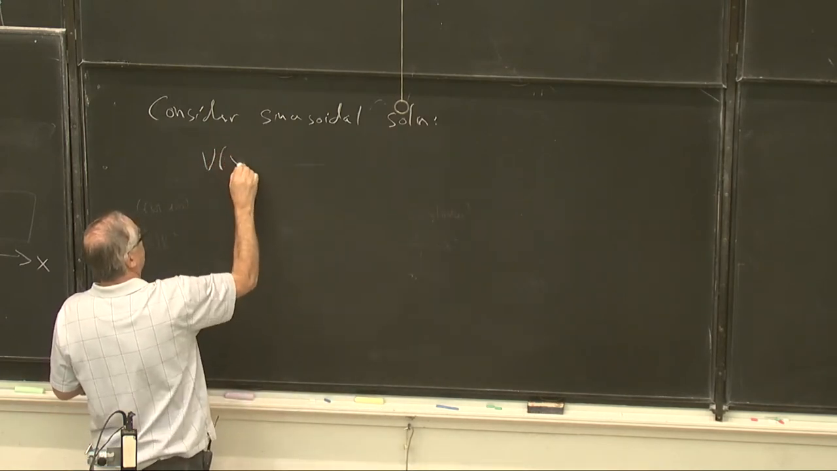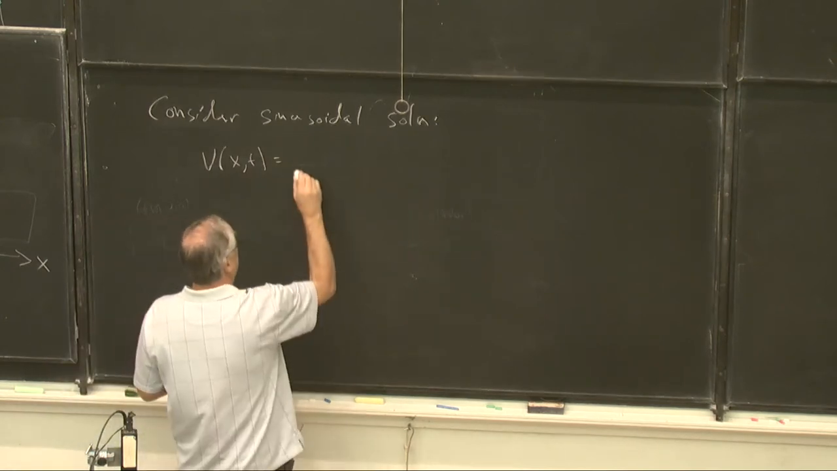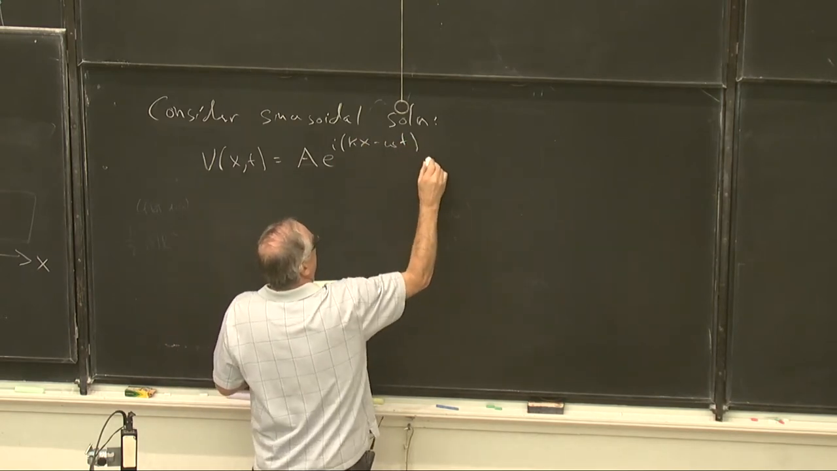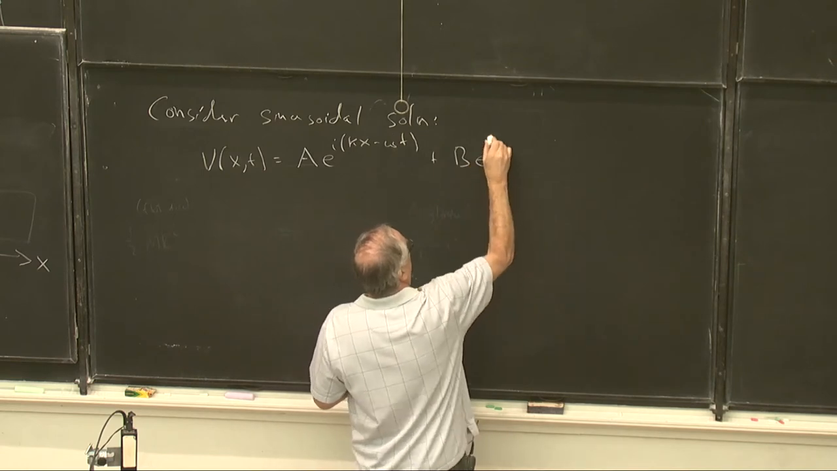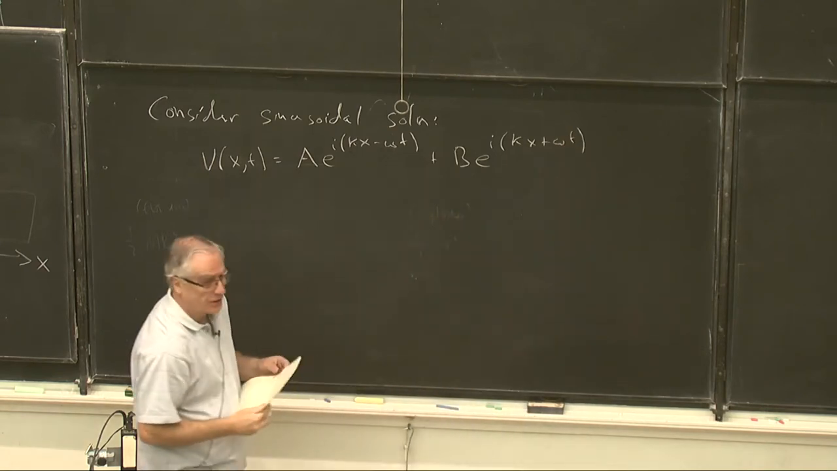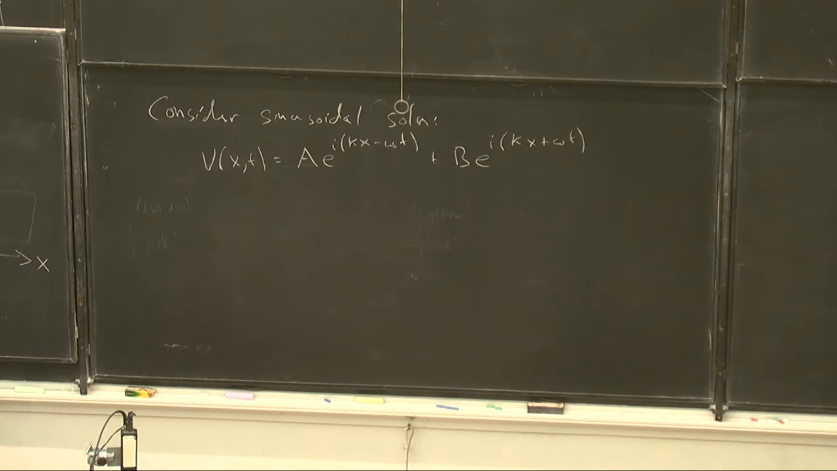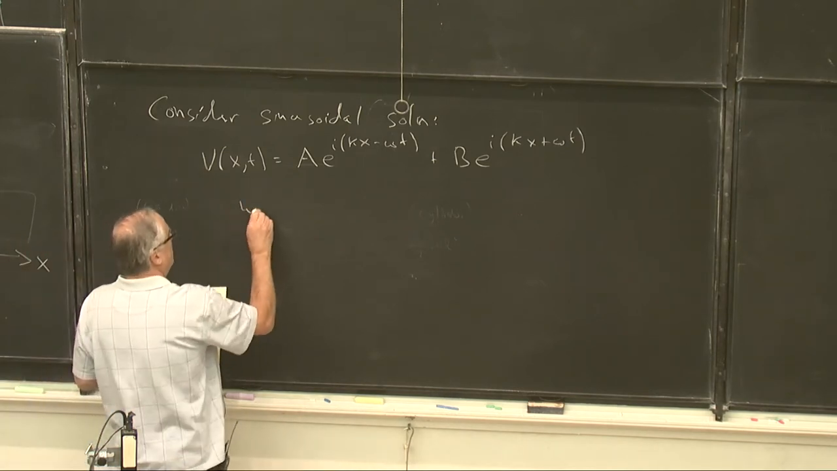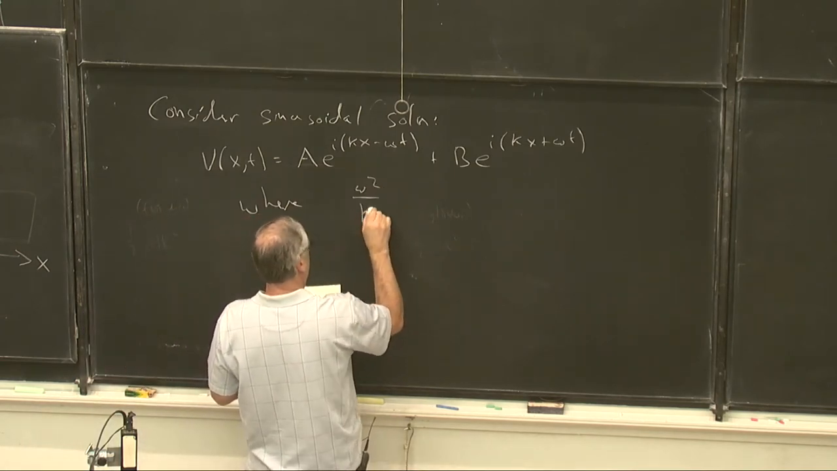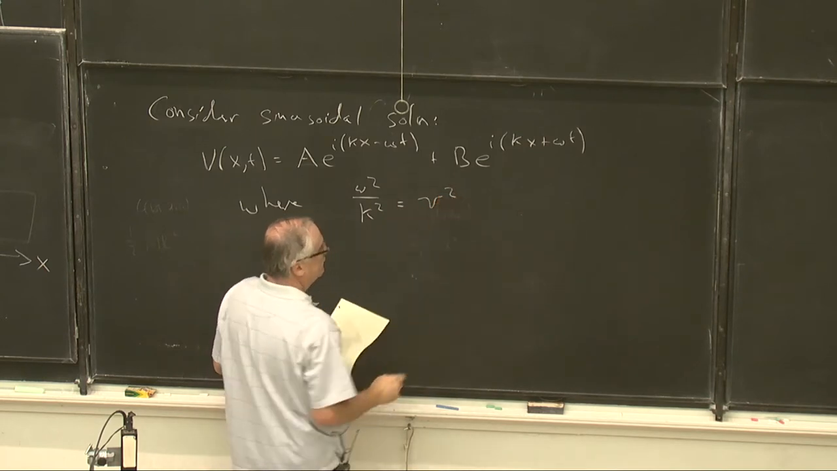So I'm going to let V of X and T be a wave going to the right, and a wave going to the left. We argued last time that a left-going wave and a right-going wave would make the most general solution. Of course, this isn't the most general solution, but it's of that form, a wave going to the left and a wave going to the right. It's just a sinusoid, where omega squared over k squared is the speed of the wave squared.